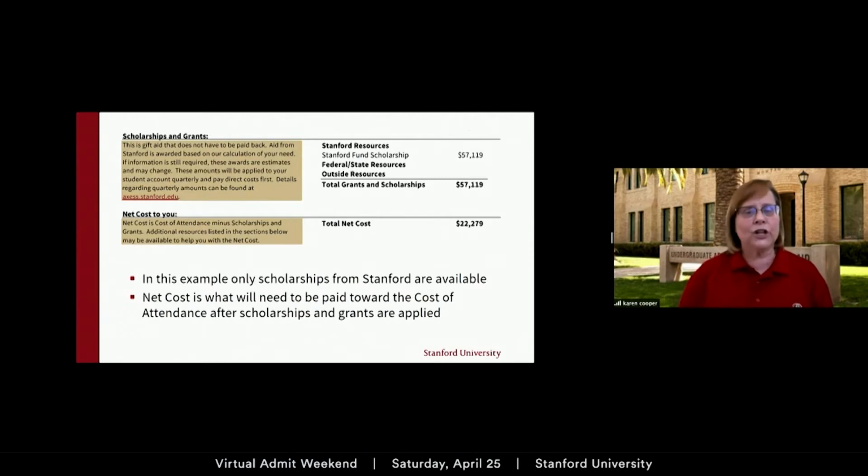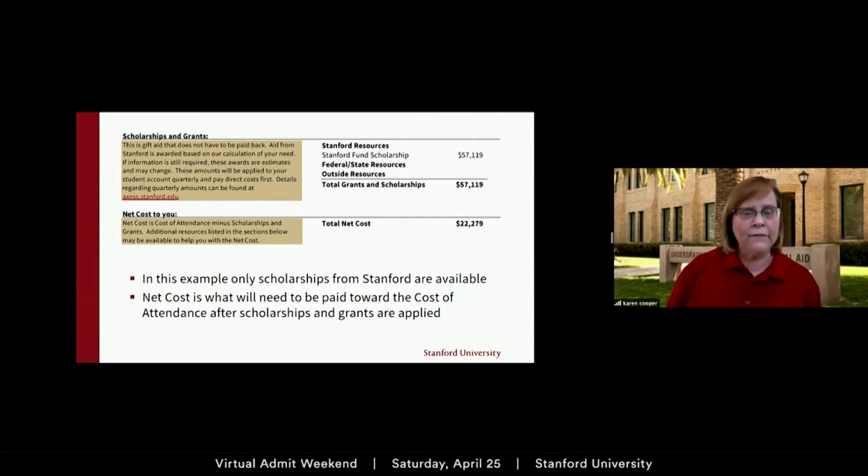The next section on the award letter will list the scholarships and grants that either are being offered by Stanford, by the federal or state government, or other outside resources. We consider all of these resources to be meeting your need. Net cost is what will need to be paid toward the cost of attendance, not toward the bill, but toward the entire cost of attendance after scholarships and grants are applied.